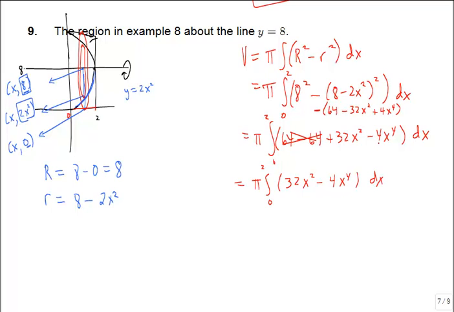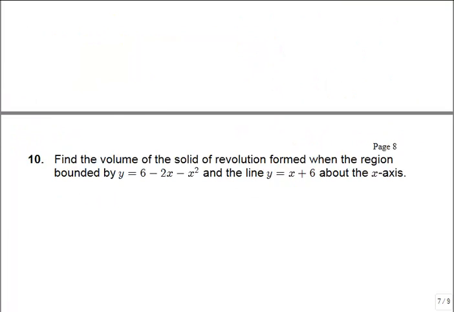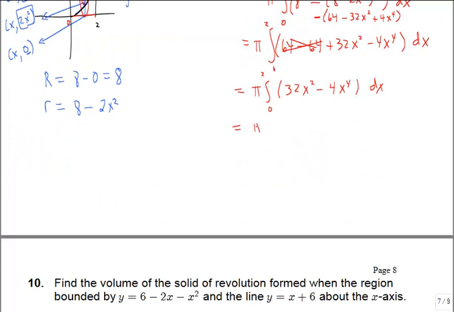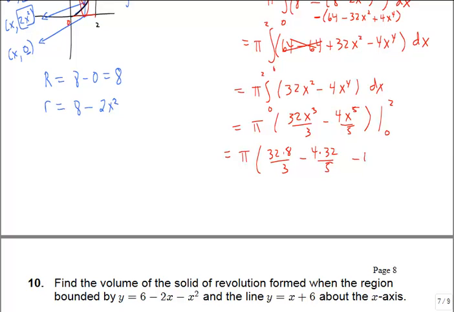And the integral of that is going to be 32x cubed over 3 minus 4x to the 5th over 5. And we're plugging in 2 and 0. So we're going to get 32 times 8 over 3 minus 4 times 32 over 5. And when I plug in 0, I'm going to get zeros. I'll leave that for you to do on your calculator. I believe it comes out to 896/15 times that pi.